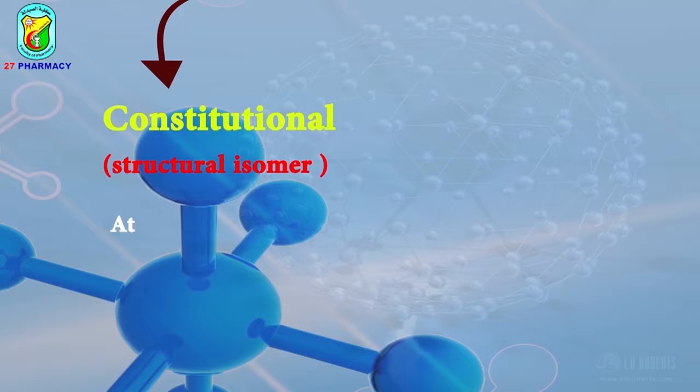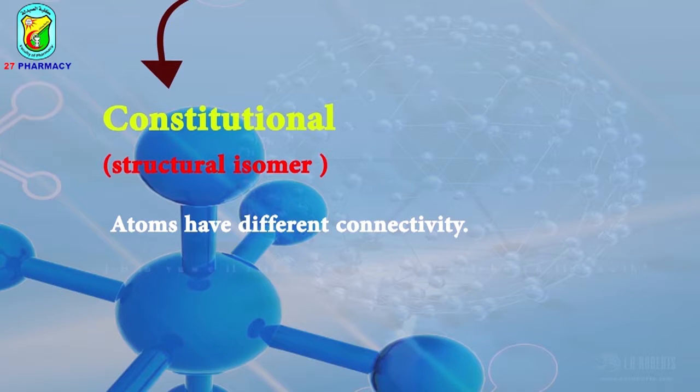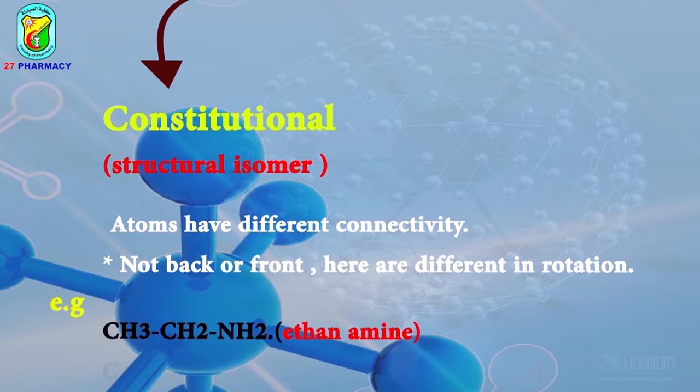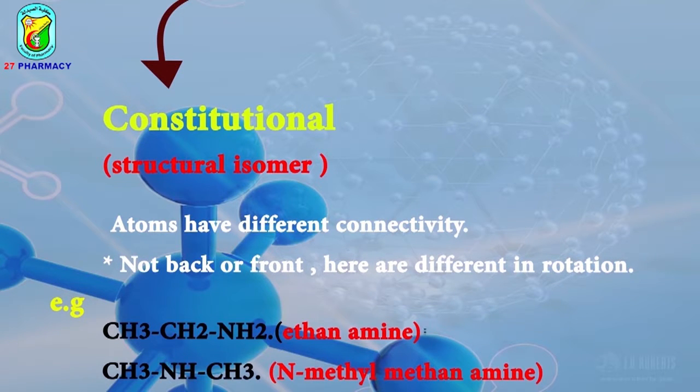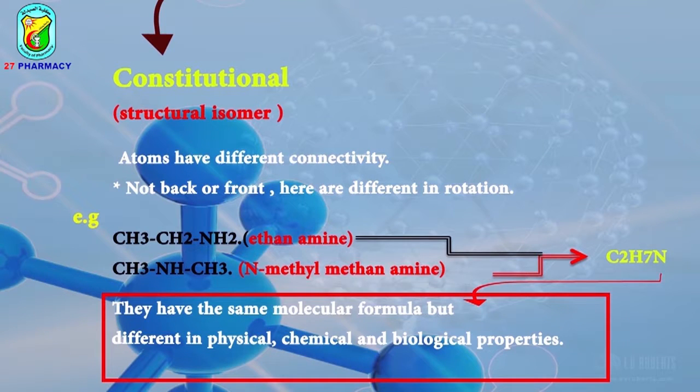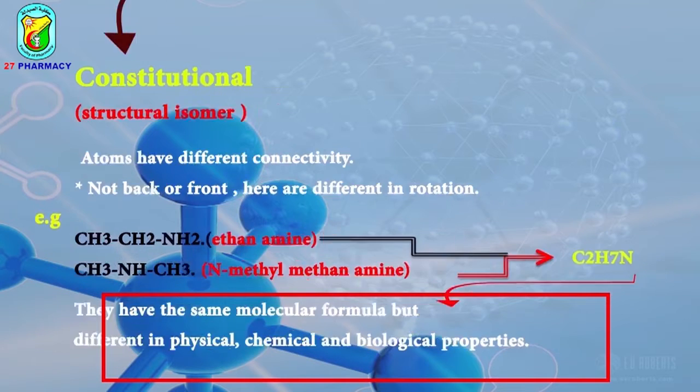Constitutional isomers are isomers whose atoms have different connectivity, not back or front. Here they are different in rotation. Example: ethanamine and methyl-methanamine. They have the same molecular formula but differ in physical, chemical, and biological properties.